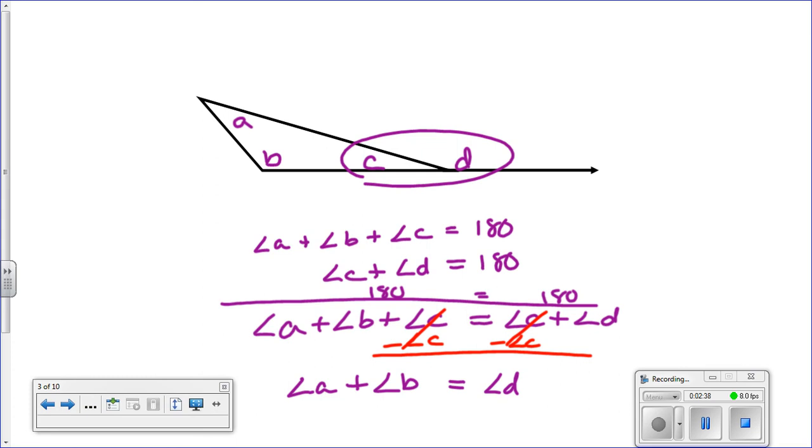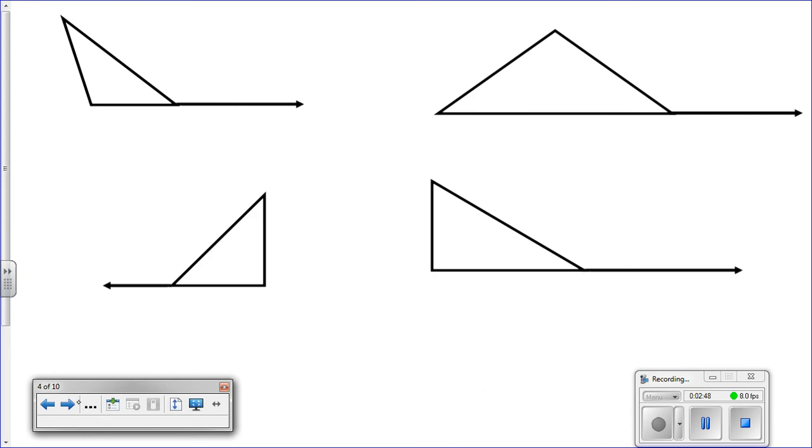So I'll show you again. I'm going to get rid of that C because that's not going to be important. A plus B equals D. So if I give you a couple questions here, for example, if this is 150, and we'll say this angle right here is 100, well then this missing one right here would have to be, this plus this equals 150. So this one up here would have to be 50.